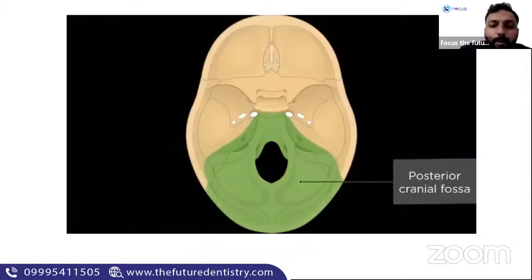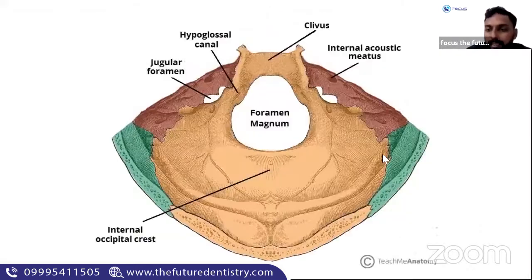Now we will move to the posterior cranial fossa. Okay, so the green colored part is the posterior cranial fossa. Let's see what it is made up of. Now let's have a look at the bones. Okay, can we have a short quiz here? So can you name the bone which I am spotlighting now? Which is this bone? Can you name it? Anyone?